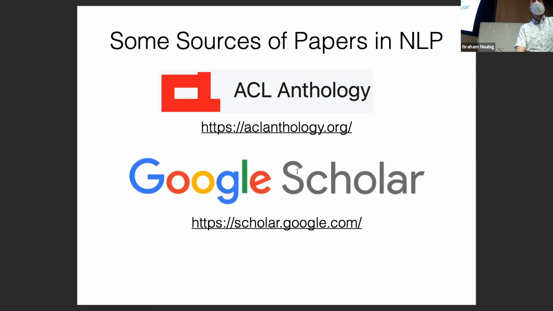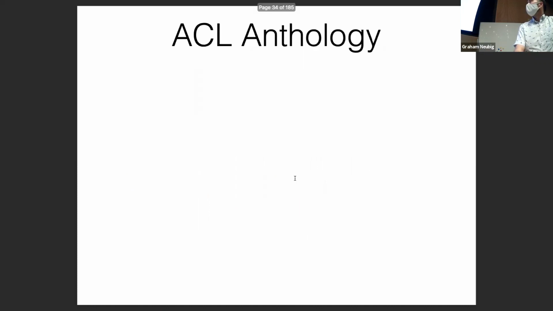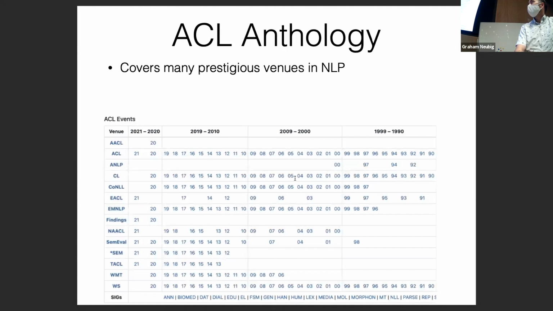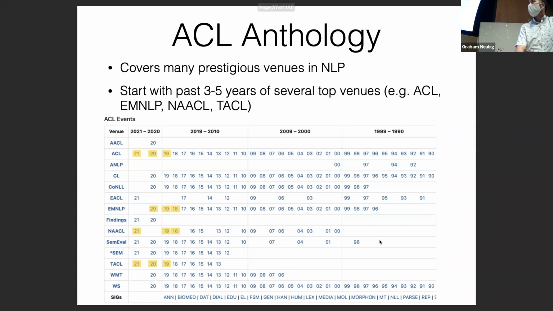You can also look on Google Scholar, but that's where you're going to run into the issue that you have here, basically. The ACL Anthology covers many prestigious venues in NLP. It has ACL, EMNLP, NAACL. These are the most prestigious venues. I would suggest that you look at maybe ACL, EMNLP, NAACL in terms of conferences, and TACL in terms of a journal as a place to start your search.